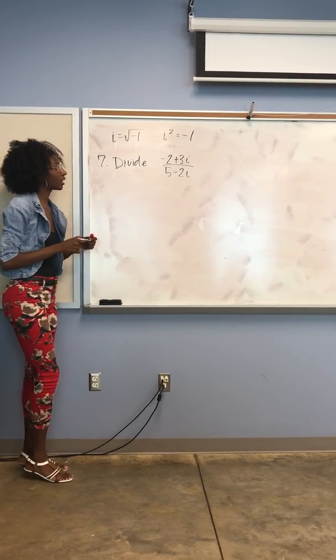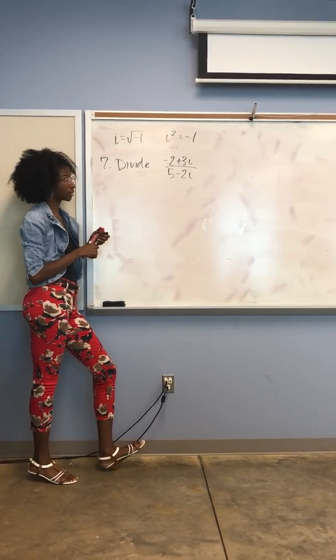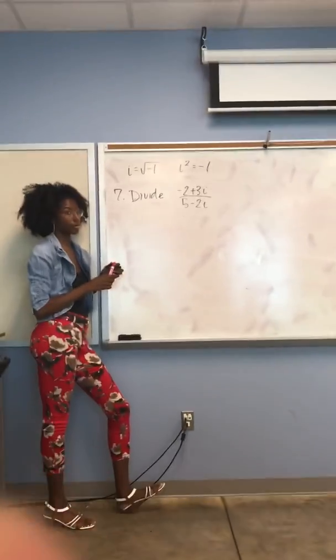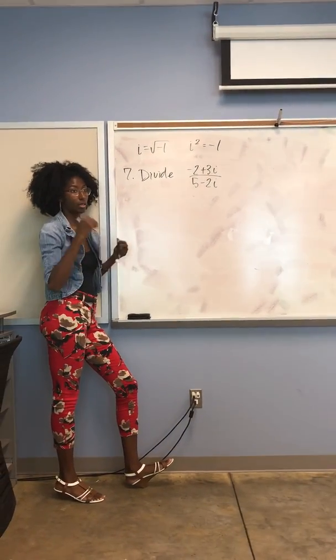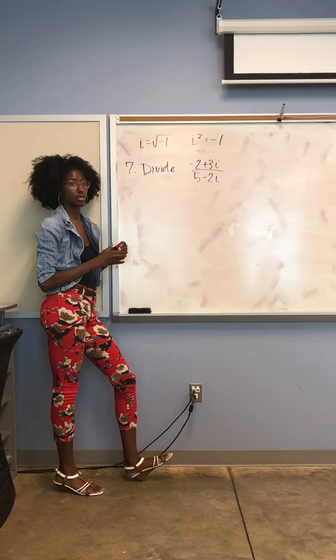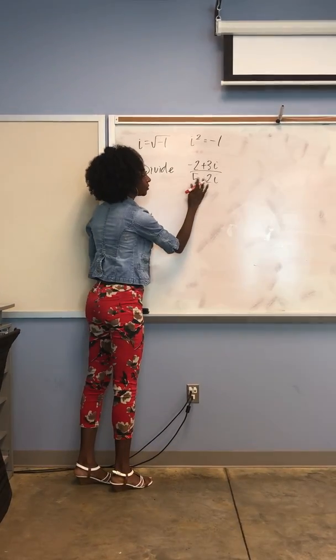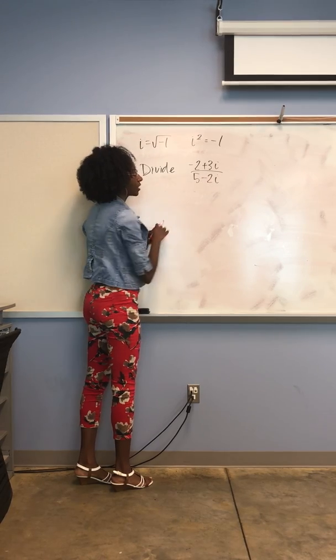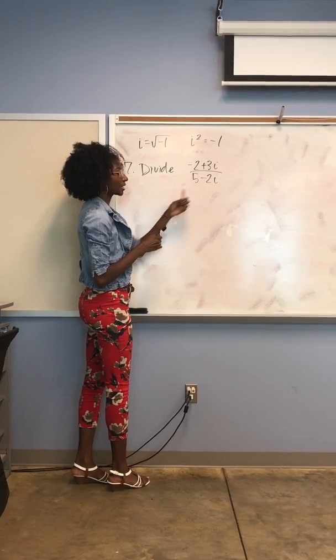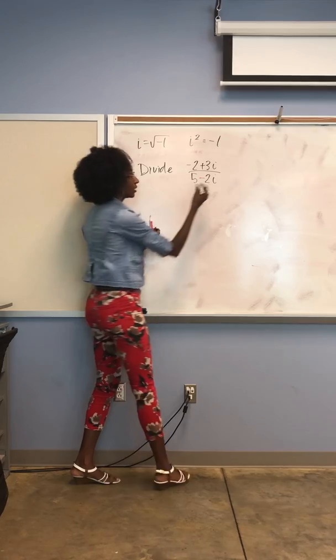Okay, so here we're dividing these complex numbers, right? So what are we supposed to remember with the complex numbers? Who remembers? Yeah, the conjugate of the top or of the bottom? The bottom, okay? So if we have a negative here, the conjugate of 5 minus 2i is what?